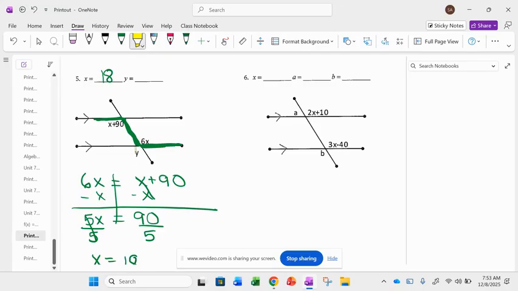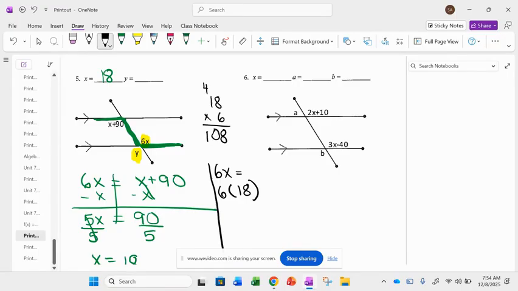Who thinks they know how we'll now find y? Jack? You got it. So now y and 6x are vertical angles. They have to be congruent. So before I find y, I have to find what 6x is. So I'm going to say 6x will equal 6 times 18. So I'm going to have 18 times 6. 6 times 8 is 48. Carry the 4, we get 108. So if 6x is 108 degrees, wouldn't y be the same as that since they're vertical?